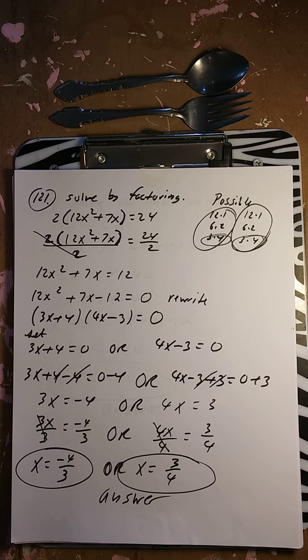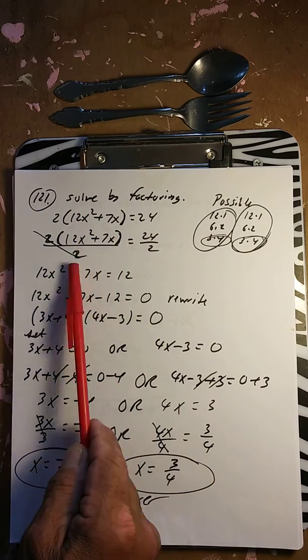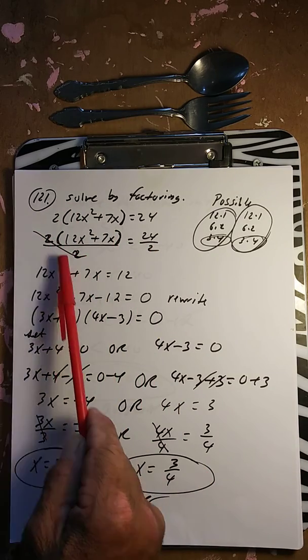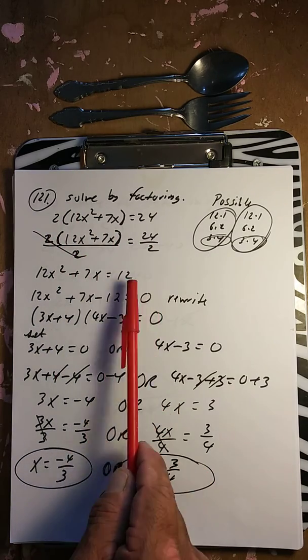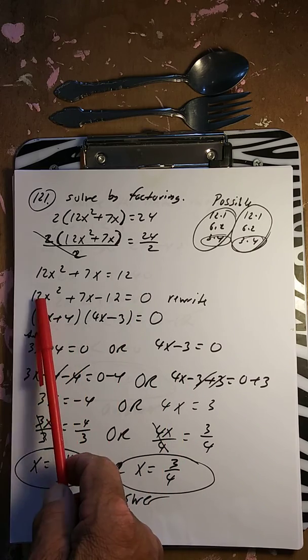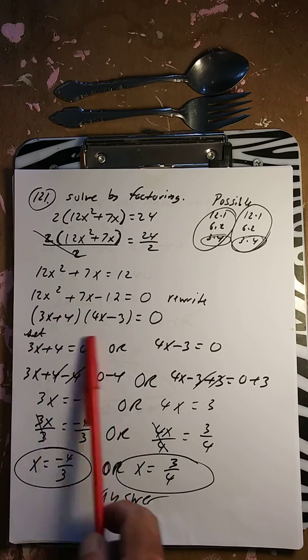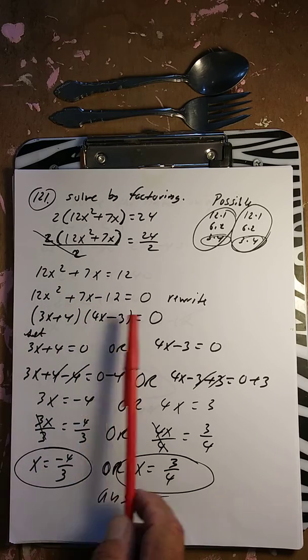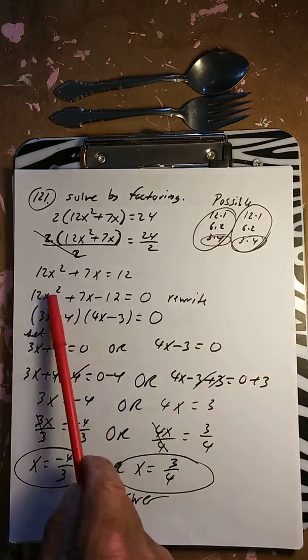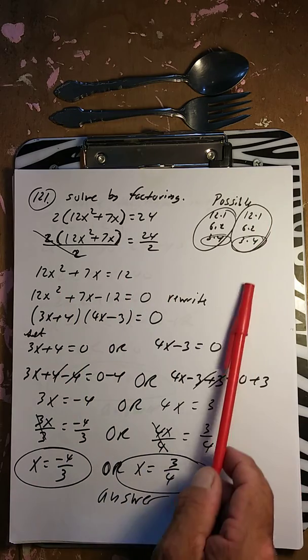Solve by factoring. So there's the original problem. What I'm going to do first is divide by 2. So 2 divides this, you have 12x squared plus 7x equals 12. Rewrite it: 12x squared plus 7x minus 12 equals 0. Now I say that this factors into this. These are the possible numbers for 12, the possible numbers for 12 again, and I chose these right here.